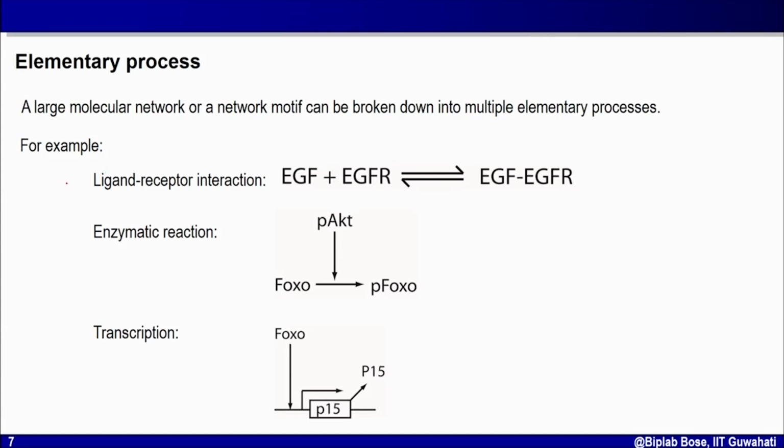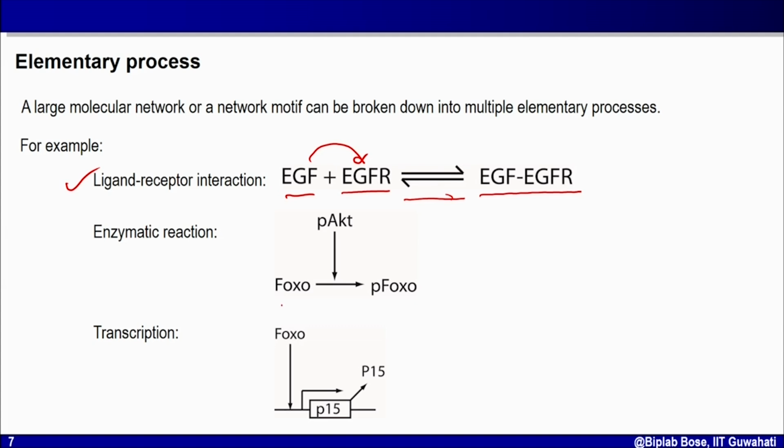For example, ligand receptor interaction. On the cell surface, you have EGFR, the receptor for EGF, epidermal growth factor. So an EGF molecule comes and binds to the receptor EGFR and forms a complex, EGF-EGFR, and this complex is autocatalytically activated and some other things are activated downstream. So this binding process, the binding of ligand to the receptor, is an elementary process. Then you can have an elementary process involving enzymes.